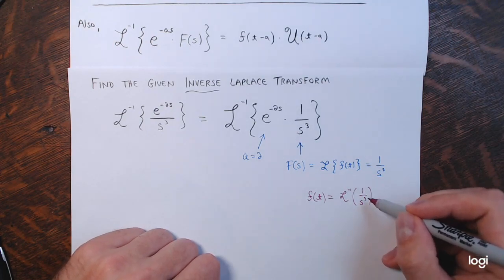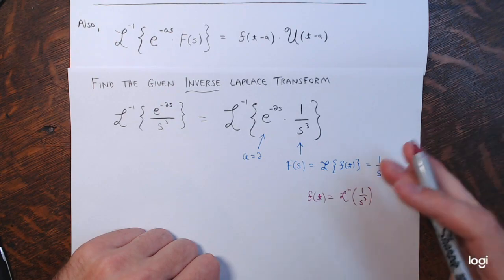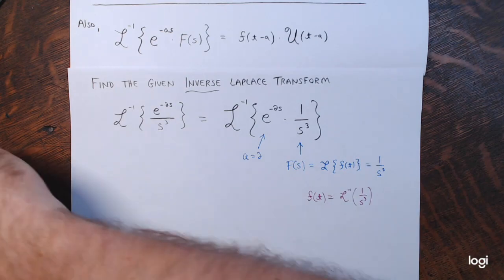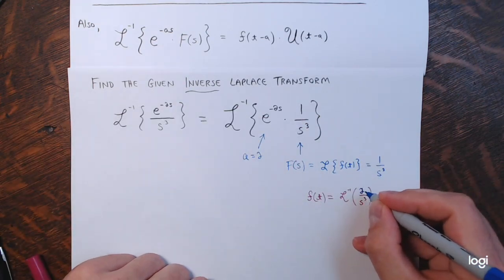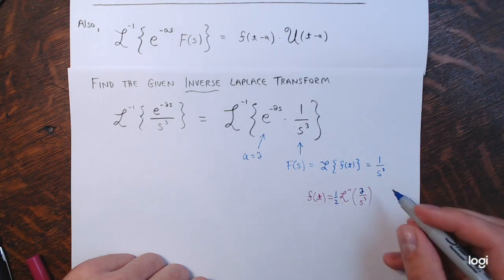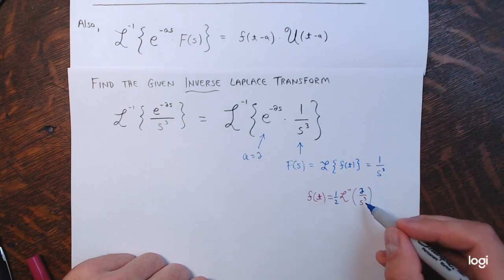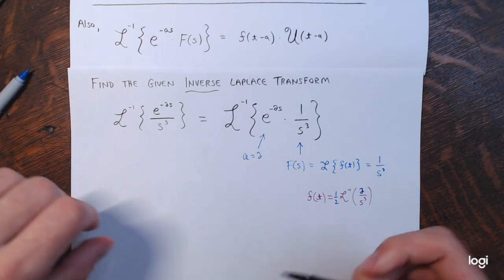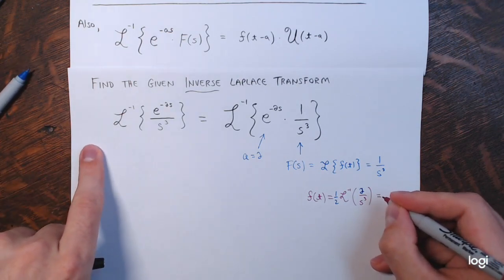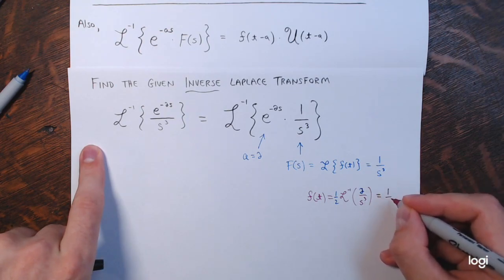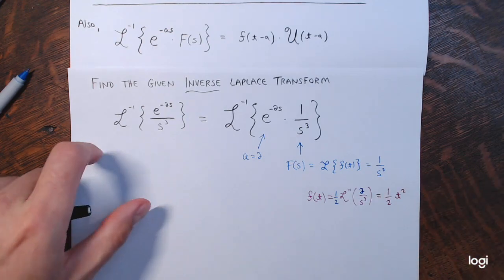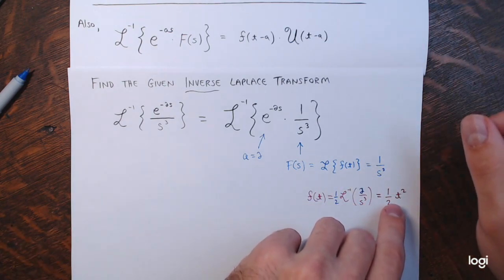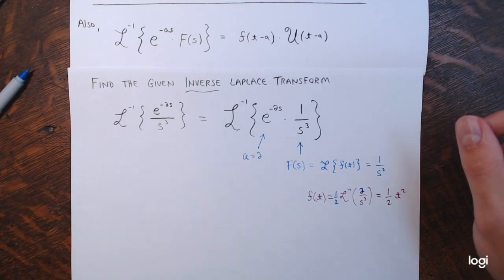Well, hopefully you remember your basic Laplace transforms and inverse Laplace transforms. If I multiply the top by 2 and pull half outside, the inverse Laplace transform of 2 over s cubed was t squared. Again, I'm not going to get into all that. You should know those basic ones by now, I'm hoping. So this is just half t squared. That's f of t, the function whose Laplace transform is 1 over s cubed.